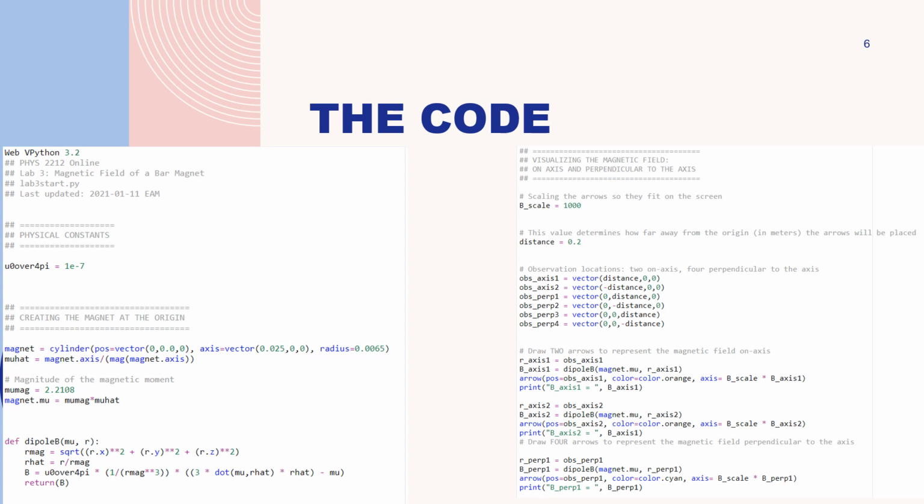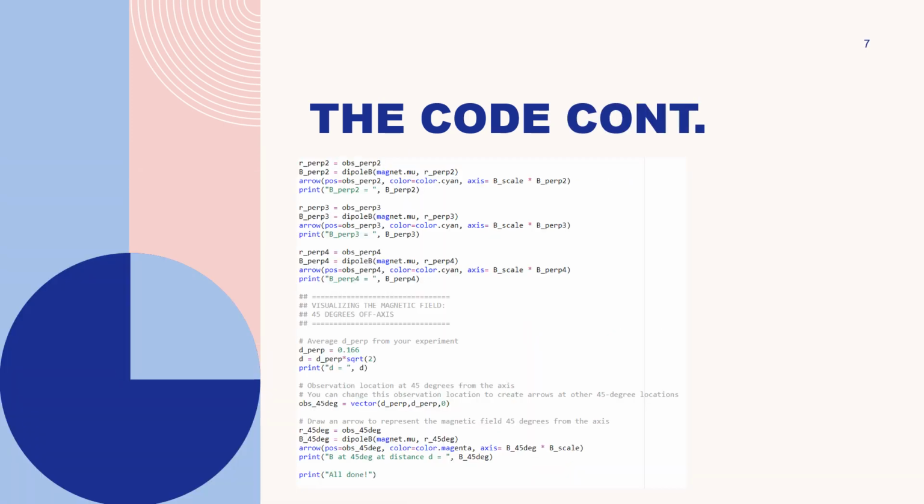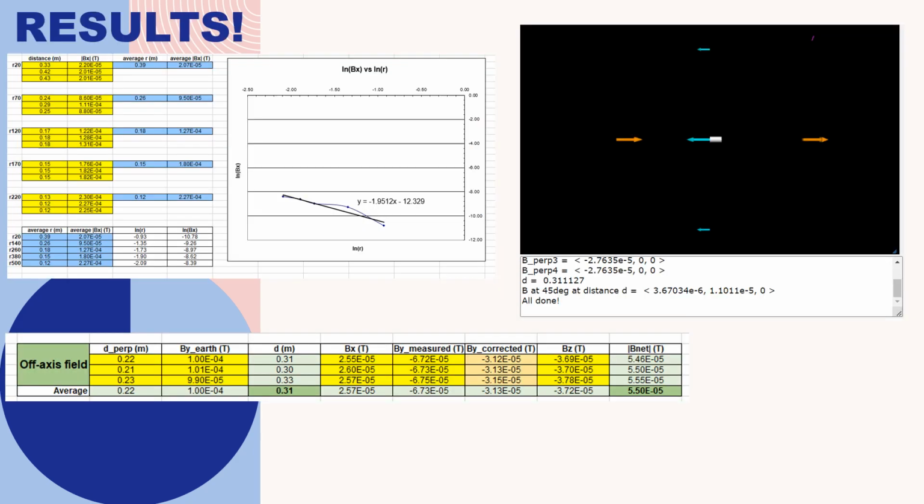We then created a function that calculates the magnetic dipole at a given distance using Biot-Savart's law, and then created arrows to represent the magnetic field at each of our distances. We then repeated this as we wanted to create multiple arrows. Off our code, we finished the last of the arrows and then calculated the magnetic field off axis at 45 degrees. Our result can be seen here.